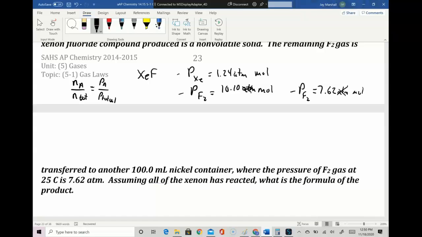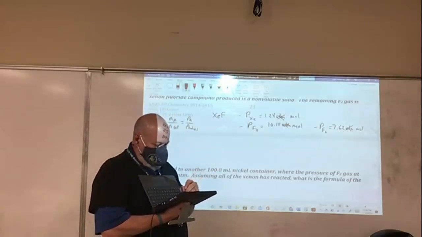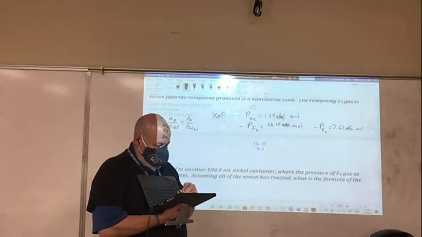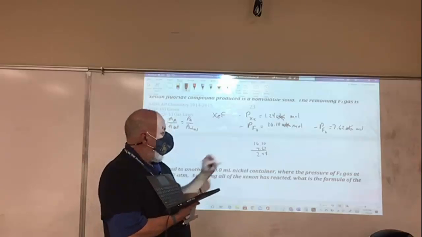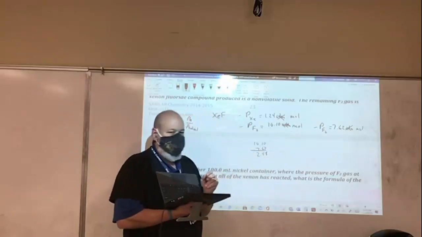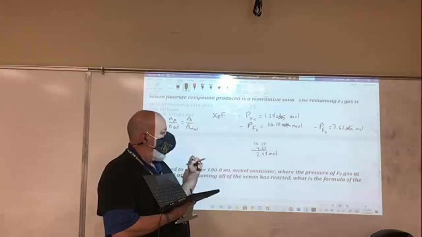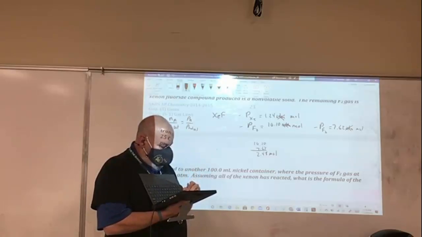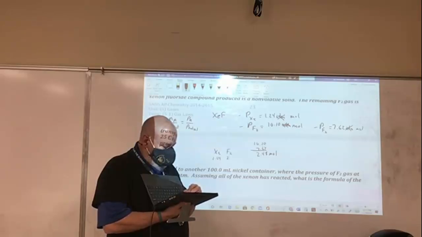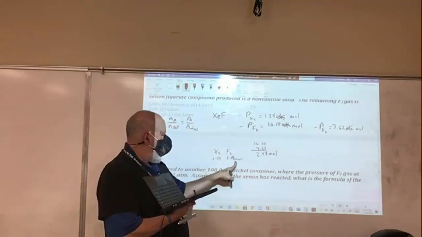Okay, so it's as if I reacted how many moles of fluorine with, and this is all gone now, right? I don't have any more xenon gas, so I used that 1.24 moles of xenon. How many moles of fluorine did I use in comparison? Okay, so if I still have this many moles left, I must have used 2.48 moles, right? Okay, so the compound that I had to have come up with then had 1.24 moles of xenon, compared to 2.48 moles of fluorine. Okay, so be careful here.